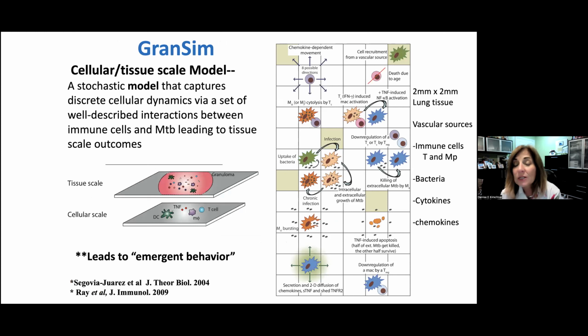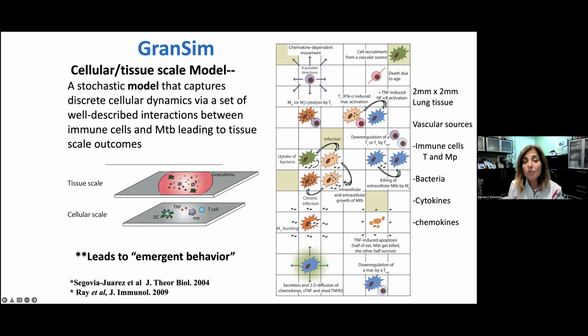So I'm going to talk to you today about the agent-based model we created called GranSim, for Granuloma Simulator. And it's a cellular tissue scale model, which means that we put in all the biological rules for cellular scale interactions, and the tissue scale is where the answers emerge.